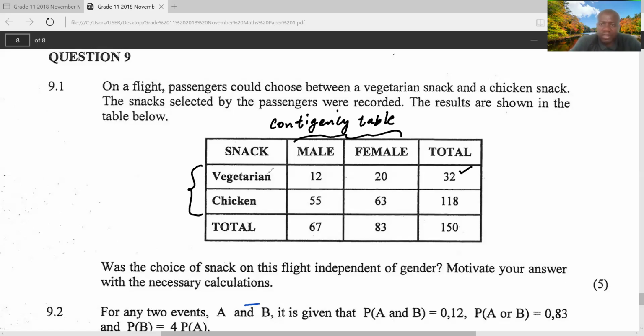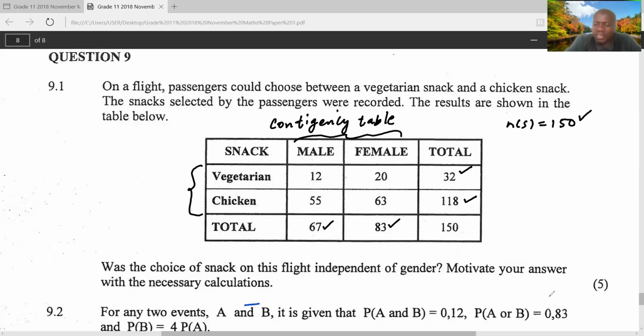Those who preferred chicken snacks are 118. So all in all, how many people are we dealing with here? 150. So 150 is the sample size. That's why we have 67 males and 83 females, and all in all it is 150.